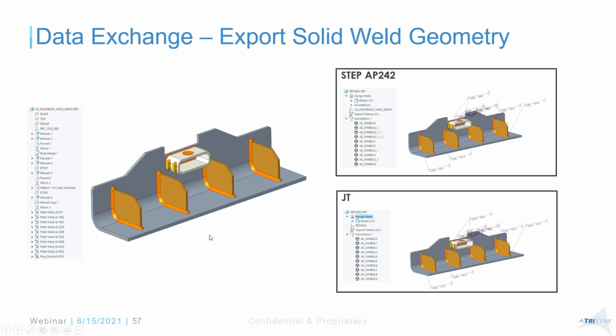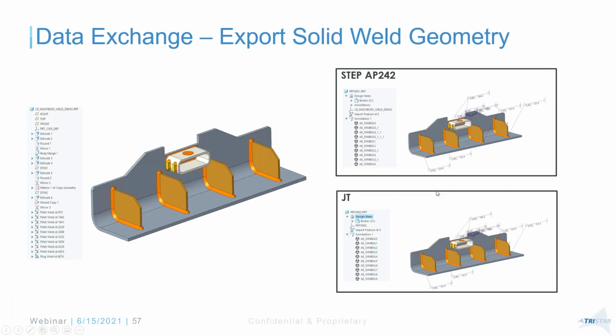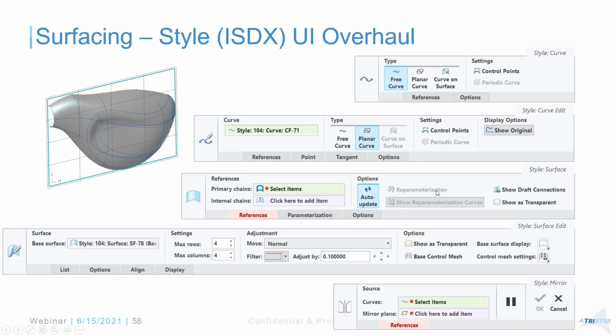Same with exporting welds to STEP AP242 files or JT files. It's also able to export the PMI, right? You have an option to share the rich content, wherein your weld geometry as well as your annotations or PMI will also be exported, right? So pretty powerful there. And a few other miscellaneous enhancements here.